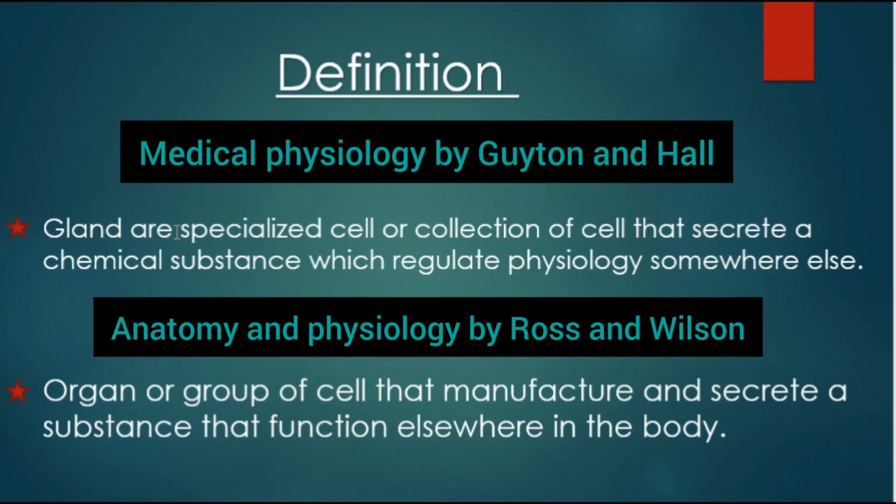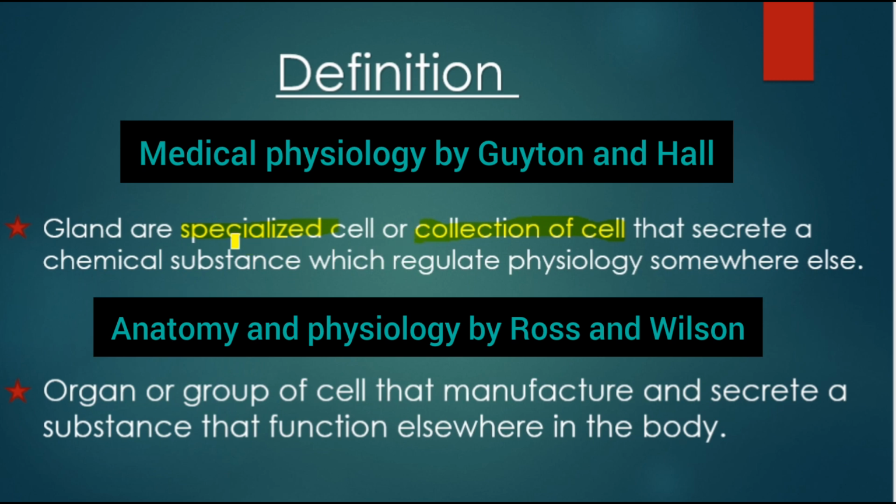Now the first one is the definition of the glands. According to the book Medical Physiology by Guyton and Hall, one of the best books of medical physiology, glands are basically specialized cells or a collection of cells. It means that a single cell may also act as a gland. You can take the example of the goblet cell. Goblet cells are basically a unicellular exocrine gland.